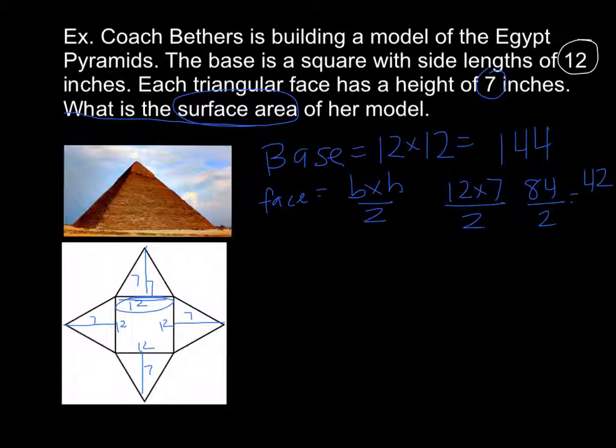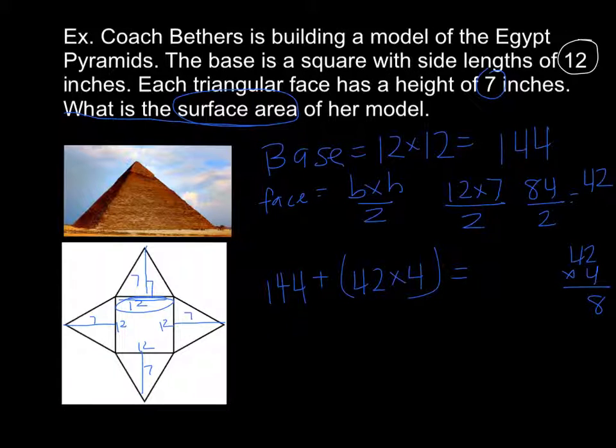So I need to add all of those together. I'm going to do 144 plus, and then I'm going to do 42 times 4 in parentheses, because I want to do that first. So 42 times 4, do that on the side, gives me 8, and 4 times 4 is 16, or 168. Then I'm going to add that to my 144. I always rewrite these numbers because it's much easier up and down like that.